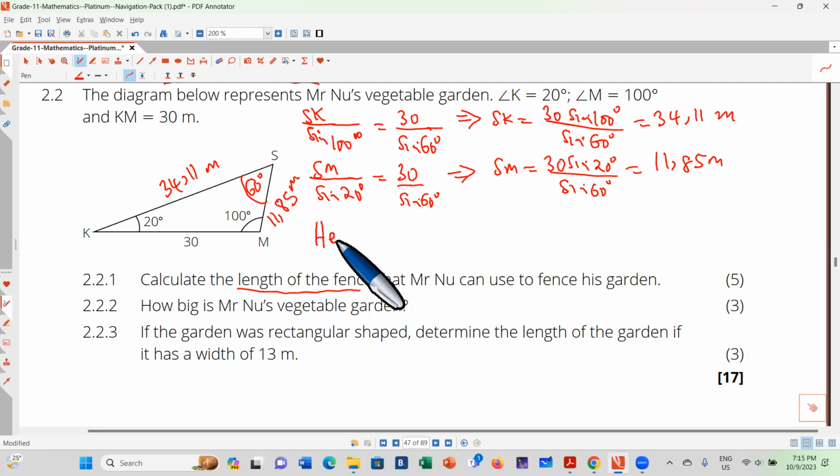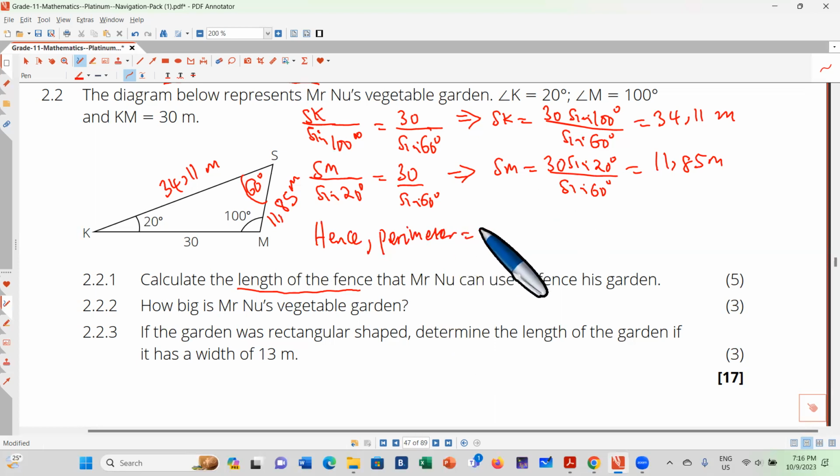Hence, the length of the fence is the perimeter. Hence the perimeter. Now we're adding everything.